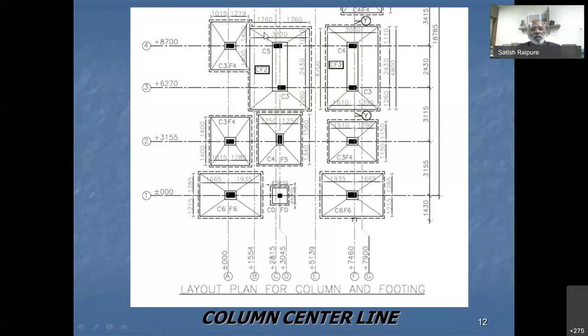In case of combined footings also, we must try to coincide the center of gravity of the load and the center of gravity of the footing by adjusting the dimensions of the footings, putting additional load or increasing the area of the footing. We can easily adjust that, but coinciding the line of action of load and the footing, that is very important.